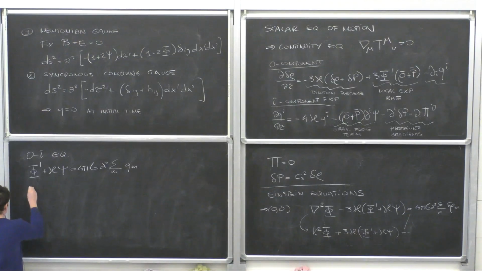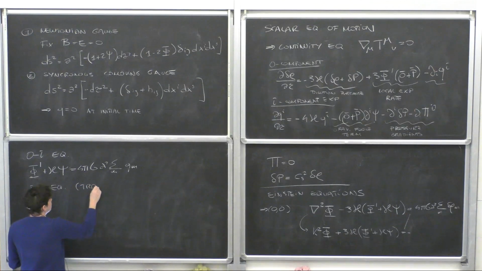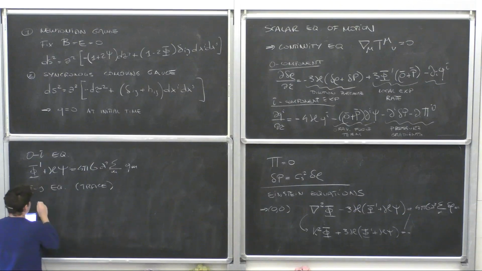The ij equation, right? We can split this equation into a trace equation and a traceless equation, depending on what they couple to. Now, it's not particularly insightful, so I'm not entirely sure I want to actually write it. So this is the trace equation, and it's complicated.